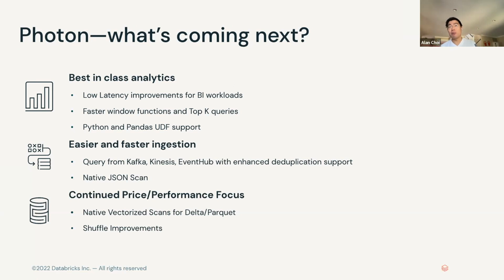And the final one is shuffle performance. We have to shuffle a lot of data when we do a join or hash, or even, let's say, optimize Z-order. Sometimes you have to shuffle the data around. And so we're going to make more improvements over there.